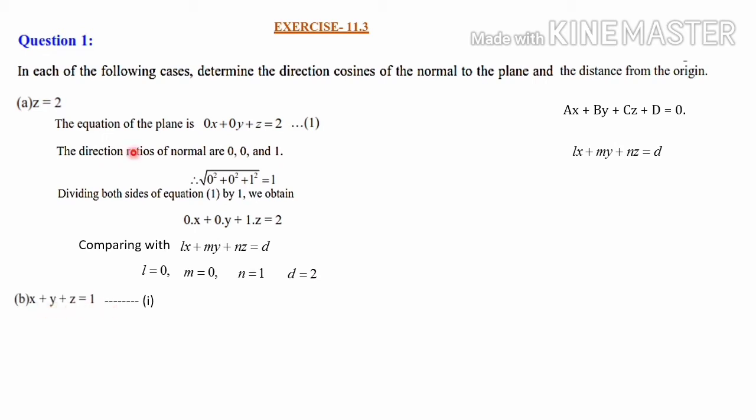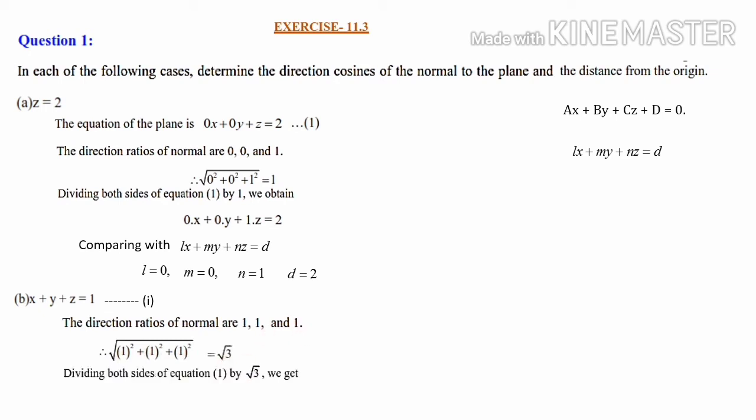Move on to the second part, x plus y plus z is equal to 1. The process is similar to the previous one. First we have to write the direction ratios of the normal. This is already in standard form, so no need to convert. So we write the direction ratios of the normal: 1, 1 and 1. Calculate the square root of 1 square plus 1 square plus 1 square, the sum of the squares of these direction ratios. We will get root 3.